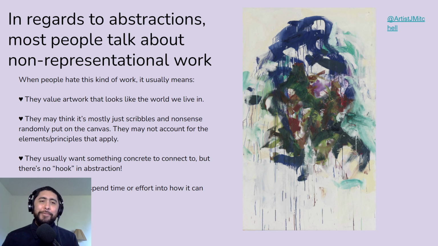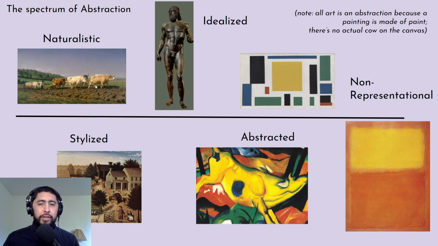So, anyways, when people hate this type of work, it usually means they value artwork that looks like the world we live in. Again, this goes back to naturalistic paintings. Someone who's never done art would say doing this naturalistic painting is much harder than this non-representational painting on the right, because it's just paint, right? Just three different kinds of paint painted on this canvas. There's no attention to detail or shadows or depth or anything like that. It probably took a lot less time to do it. And that's a big deal for people.